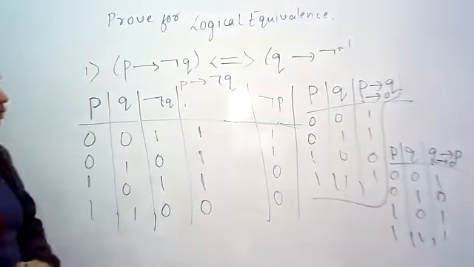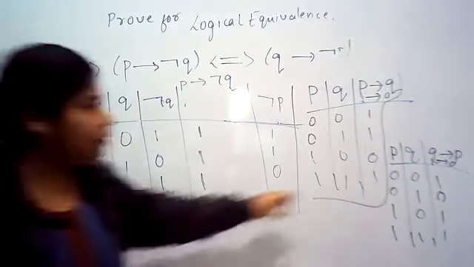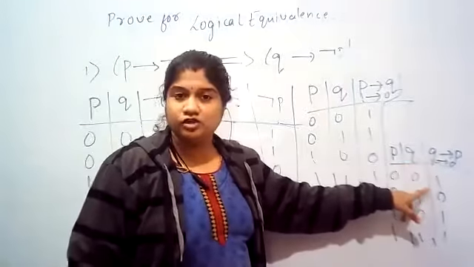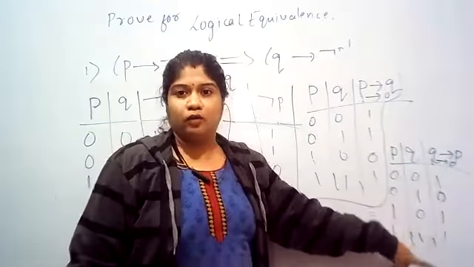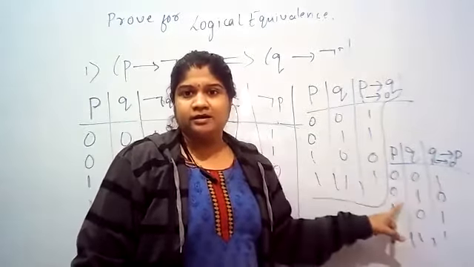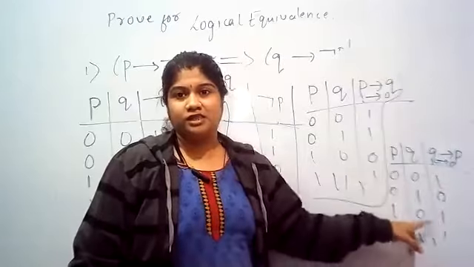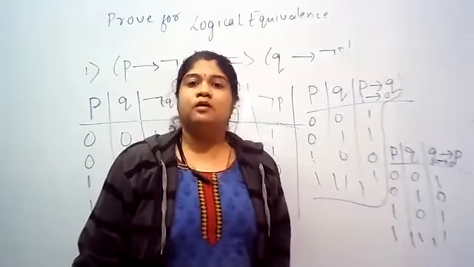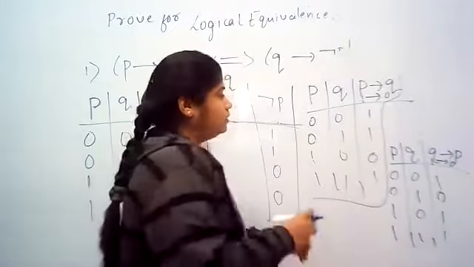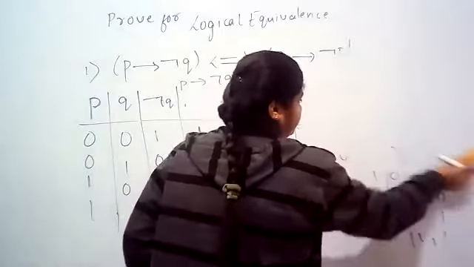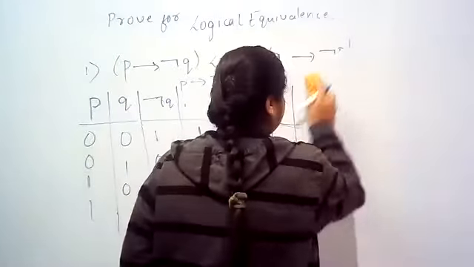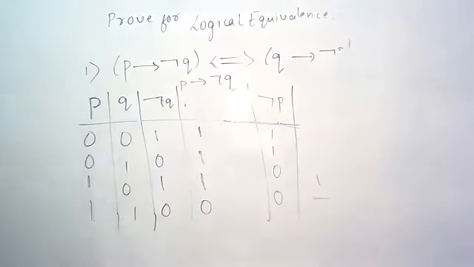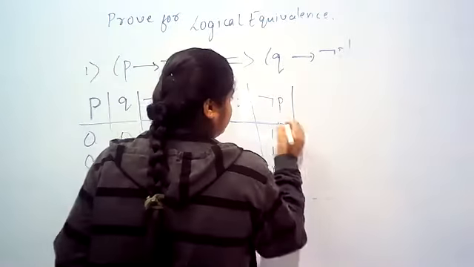Fine. So now, what do we require? I require Q condition P. What should we take for Q condition P? 1 0 1 1. 0 0 is 1, 0 1 is 0, 1 0 is 1, 1 1 is 1. Okay, fine. I'll drop this truth table. I will solve the answers. We will see whether they are logically equivalent or not.